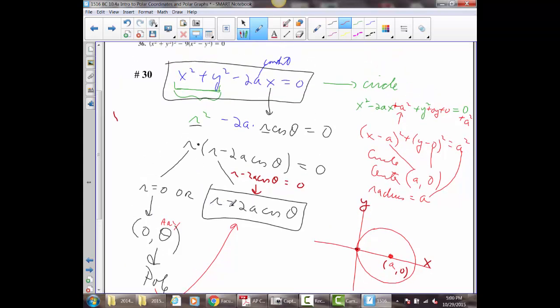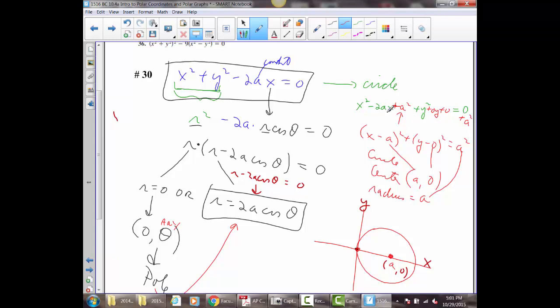Now, as far as r equals 2a cos theta, we will get to the point where you'll need to know that this equation gives this graph. But for now, you can use the rectangular equation. You should know it's a circle because it's x squared plus y squared. And what you'll do is you'll bring this negative 2ax over here. You'll put the x's, leave a space, put the y's, leave a space. Then you'll complete the square, if you remember.